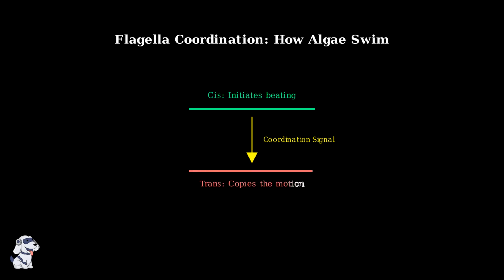The cis flagellum initiates the beating pattern, sending signals that the trans flagellum detects and copies. The cis flagellum acts as the primary coordinator, establishing the rhythm and pattern of movement. Forces acting on the cis flagellum influence the entire coordinated beating system. This coordination creates a synchronized beating pattern that allows the algae to swim efficiently through water. The two flagella work together like synchronized swimmers, creating forward propulsion.